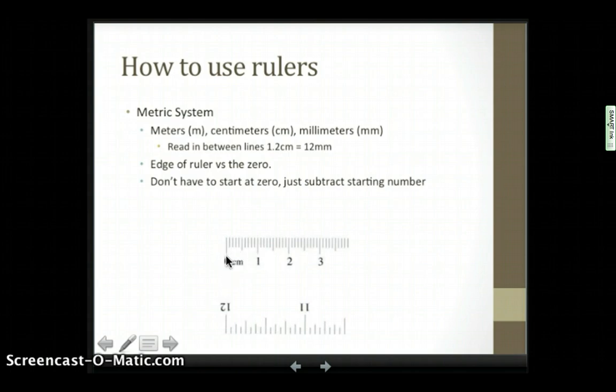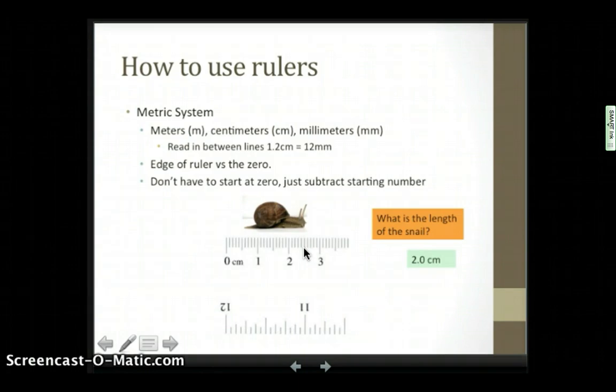Be careful with the edge of the ruler, that when you're using it to measure, you're actually starting with 0 if that's where you're starting from. However, you don't have to start with 0. You can see our snail here actually starts at 0.5 or 5 millimeters or 0.5 centimeters. And you'll see that our snail extends all the way to about 2.5 centimeters or 25 millimeters. So the length of our snail is 2 centimeters, or you could say 20 millimeters.